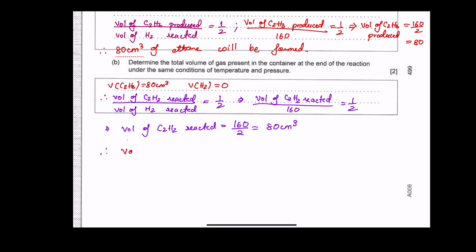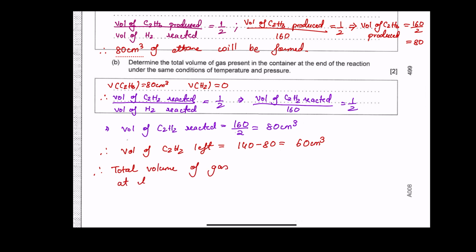So C2H2 left is the initial volume minus the amount reacted, which is 60 centimeter cube. So the total volume of gas at the end of the reaction will be 80 centimeter cube of C2H6, 0 for hydrogen, and 60 for C2H2. So 80 plus 60 gives you 140 centimeter cube.